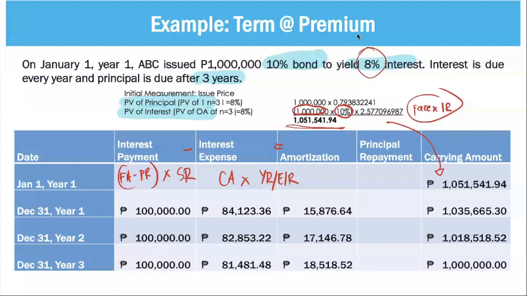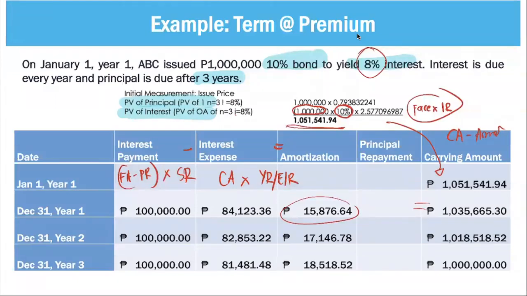Now, for your carrying amount, notice here, to compute for your carrying amount, carrying amount less amortization. So here, negative, less, since this is positive, so carrying amount less 15,876.64 will give you 1,035,665.30.